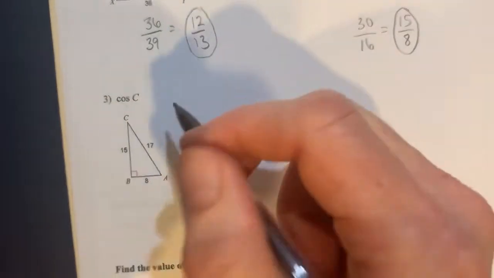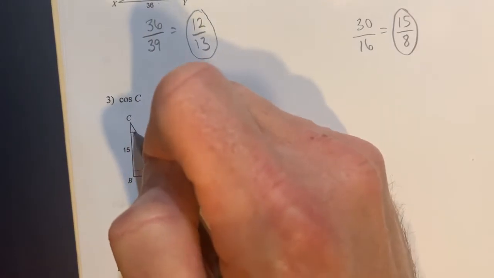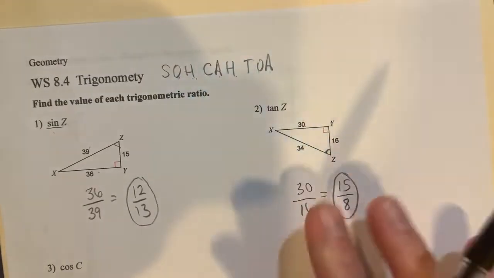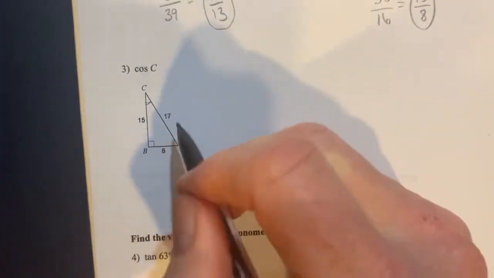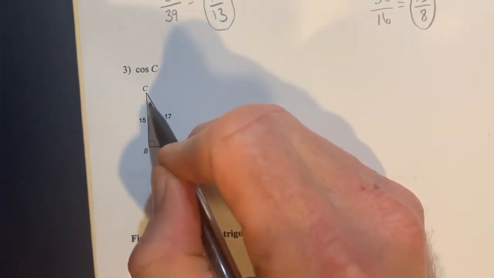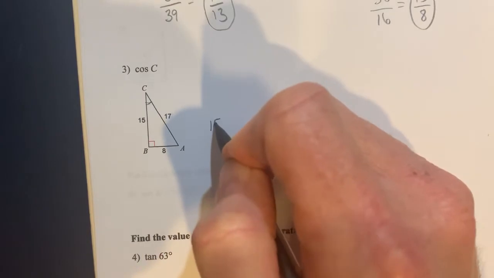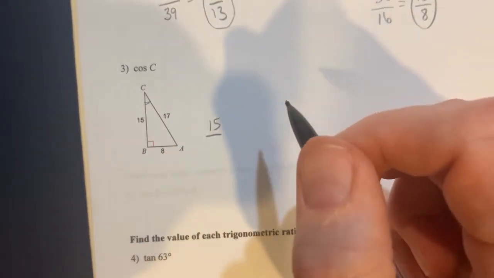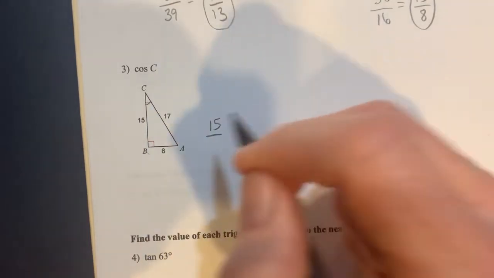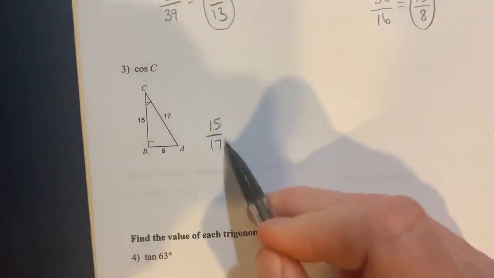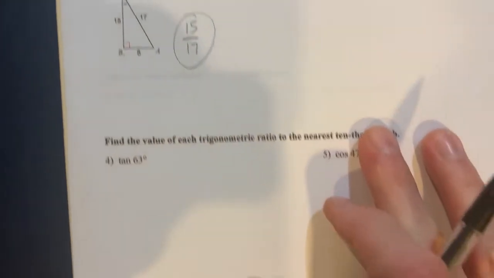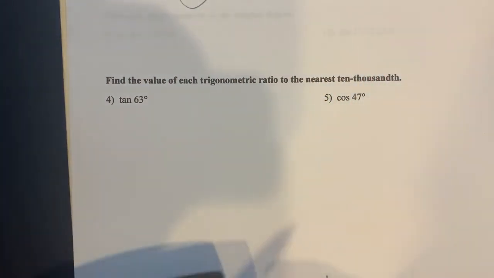And the last one, cosine. Cosine of c. Cosine is adjacent over hypotenuse. So here's c, the adjacent leg is 15. The hypotenuse is 17. It's opposite of the right angle here. And I can't reduce that, so there's my answer. All right. Now, bringing out that calculator.